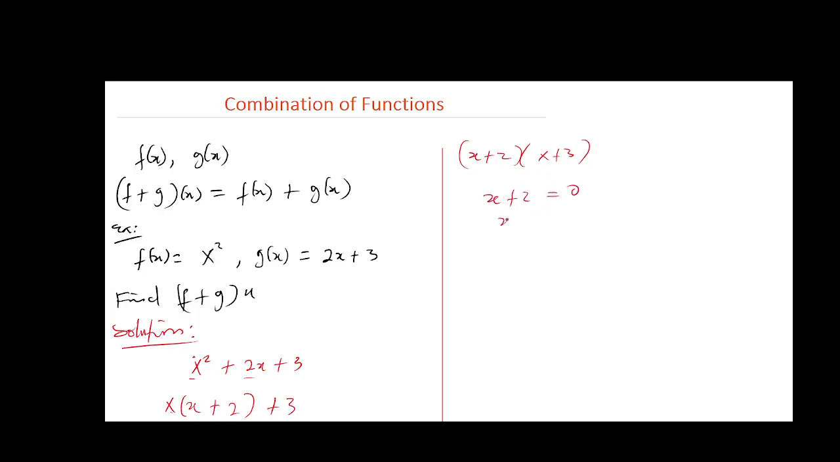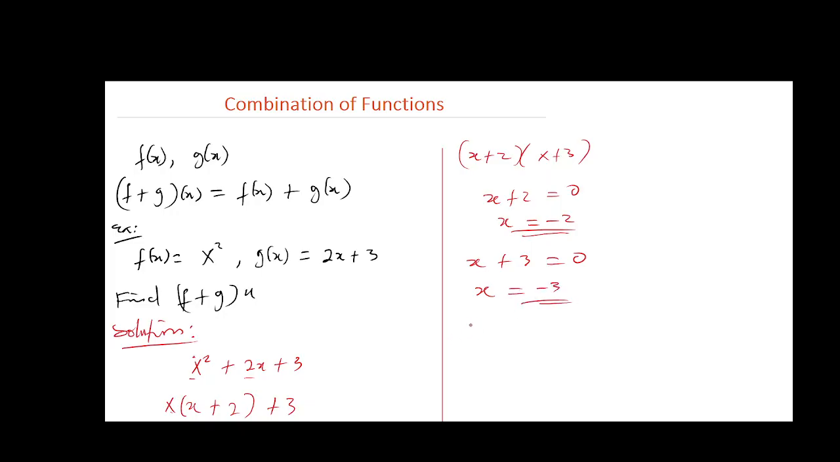We can equate each term to 0, so that x plus 2 will give us 0, and in this case x will be equal to minus 2 because we subtract 2 from both sides, and we get the value of x. The same thing for the second one. x plus 3 will give us 0, so that x will give us minus 3.